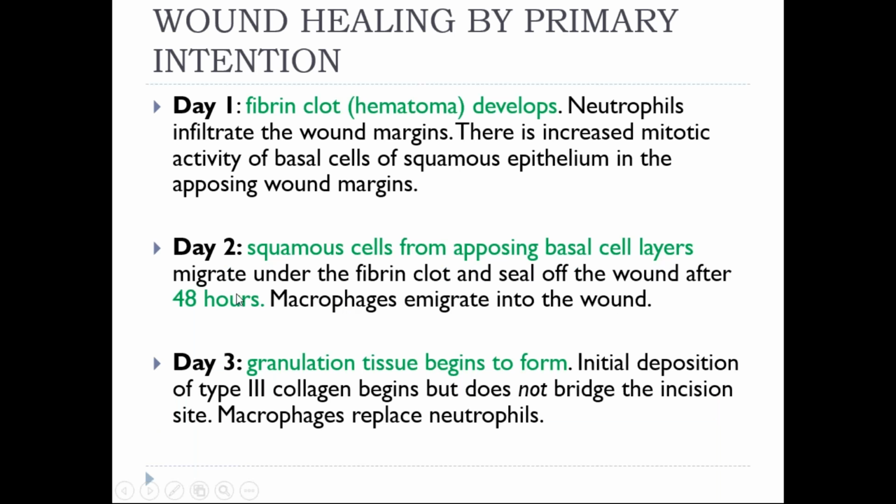What happens if there is a clear cut surgical wound? Okay, so what happens during day one, day two, day three? You see, in day one, apart from the cells within the blood vessel, we have a lot of plasma within the blood vessel. Okay, plasma contains various coagulation factors.